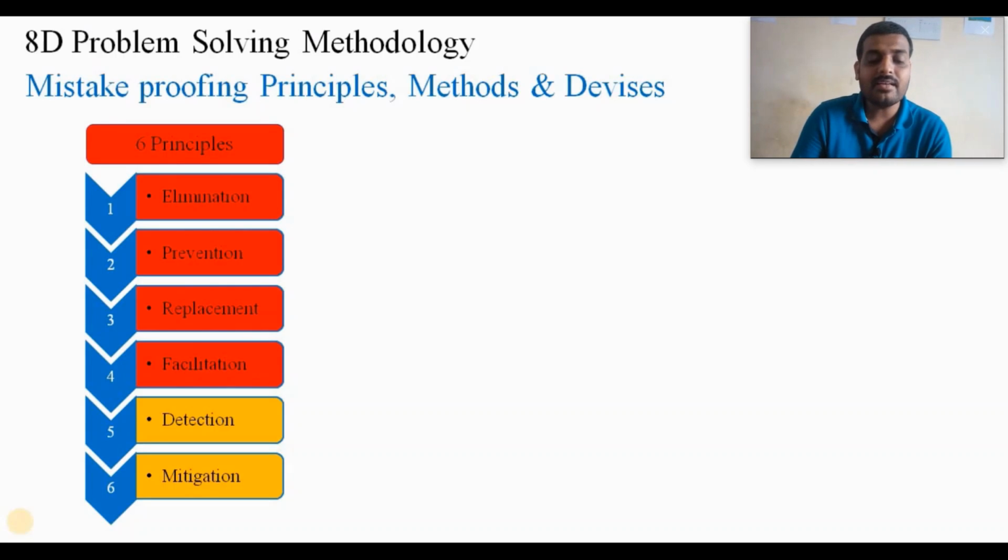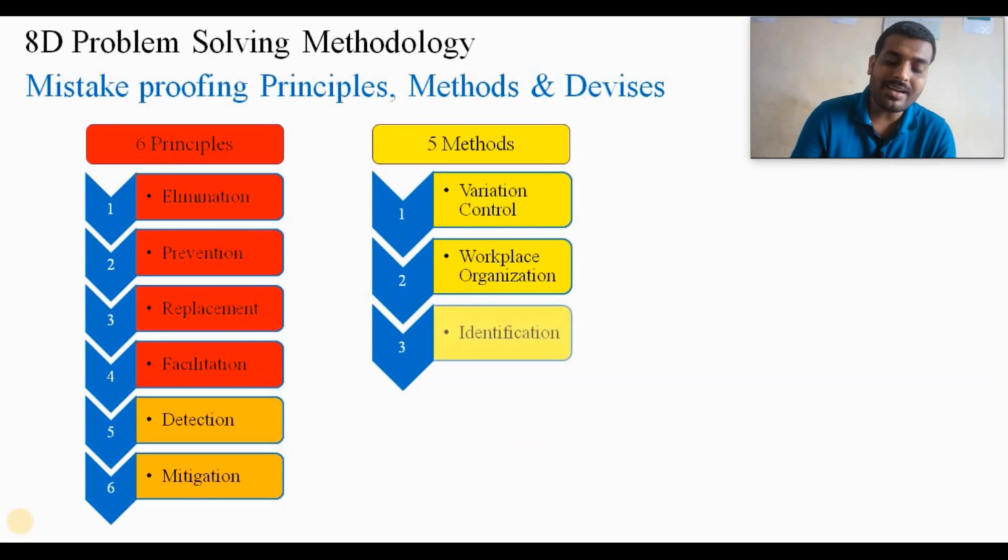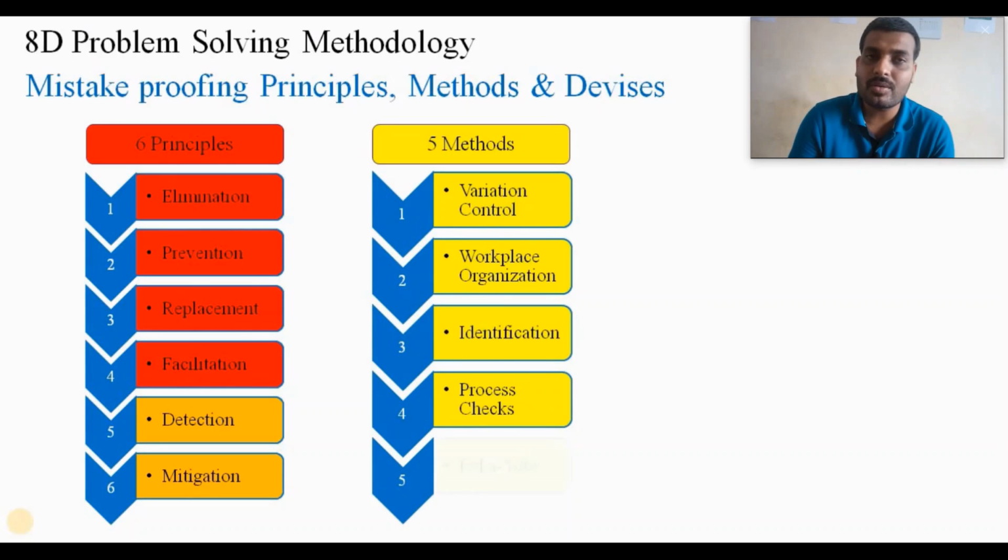Then there are 5 methods for mistake proofing: variation control, workplace organization, identification, process checking, and lastly POCA-AK. You can use any one of these methods for mistake proofing in your project. Then there are 7 devices for mistake proofing.